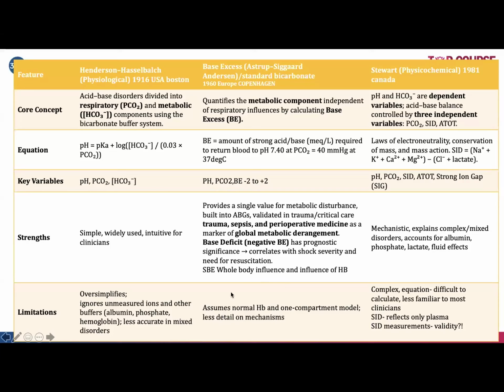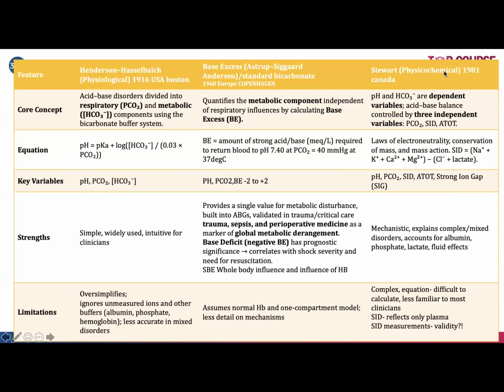The standard base excess usually assumes, in what they are calculating, a hemoglobin of 5, and then it is normalized, and then it is actually adjusted. It assumes normal hemoglobin and one compartment model. Okay, this is the disadvantage of it.